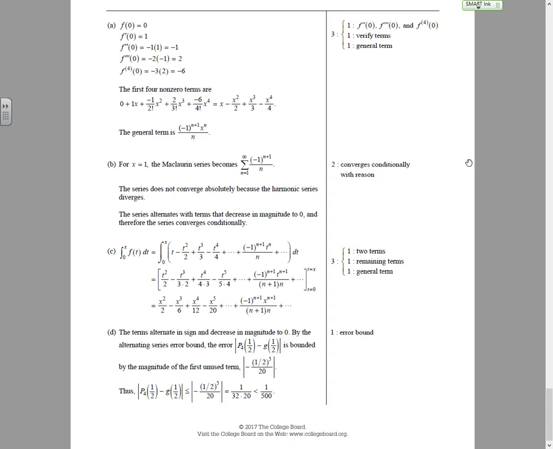Because it's alternating, so they just took the n plus first term for the 4th. Correct. I took the term from F, not G. Oh. There you go. Keep an eye on which one's which. Lucy.